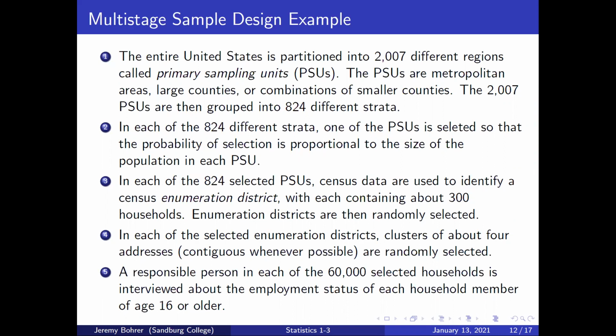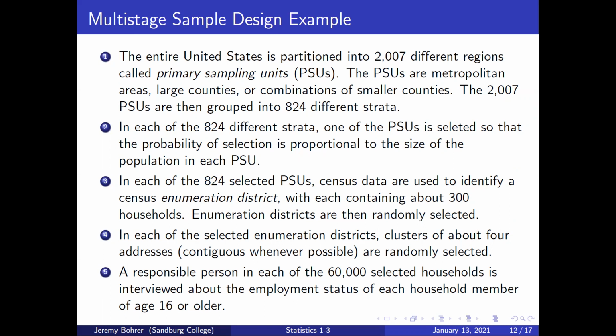The 2007 PSUs are then grouped into 824 different strata. In each of the 824 different strata, one of the PSUs is selected so that the probability of selection is proportional to the size of the population in each PSU. In each of the 824 selected PSUs, census data are used to identify a census enumeration district, with each containing about 300 households. Enumeration districts are then randomly selected.